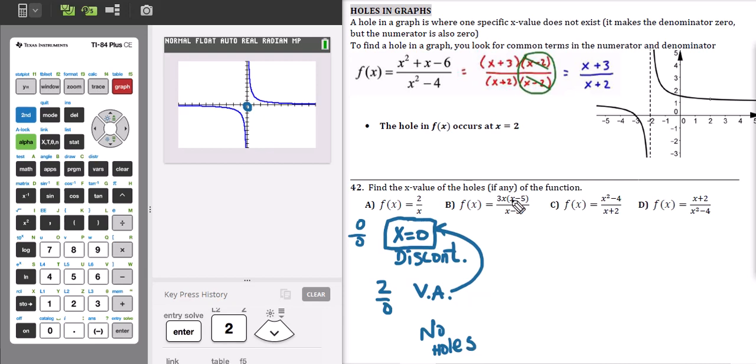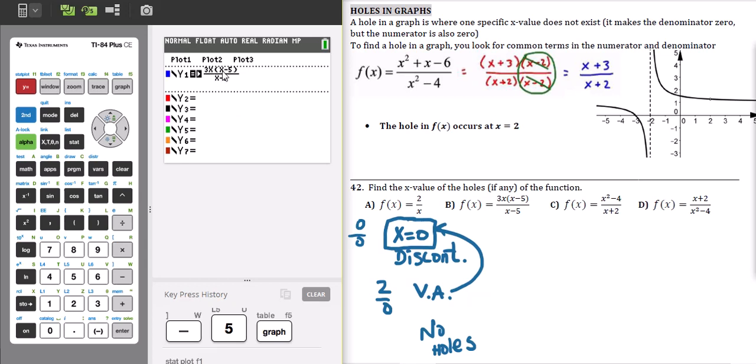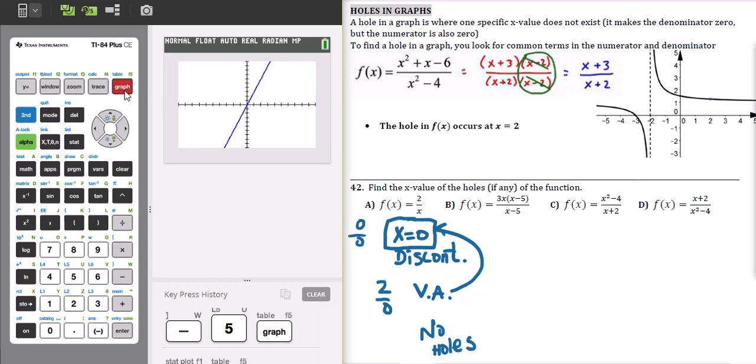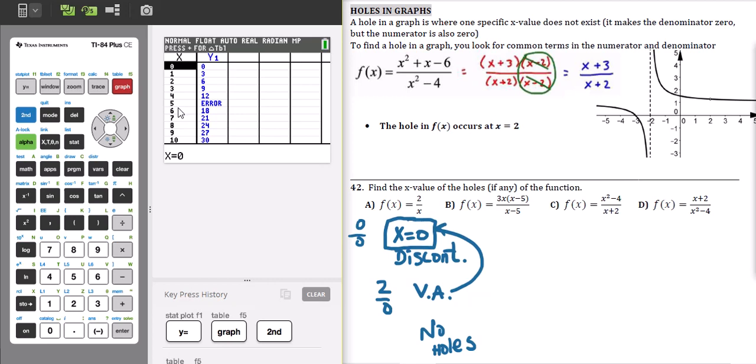Alright, for B, let me type this in the calculator, so just let me pause the video. Okay, so I typed in the function. You can see right here I've got 3x times x minus 5 divided by x minus 5. Click graph. We're going to take a look at it. It looks completely linear, but if you look at the table, you're going to see this error message happening at 5. So we have 5 error.